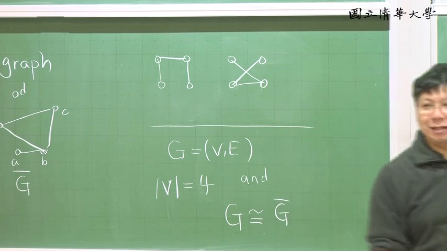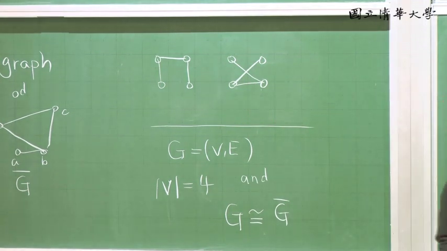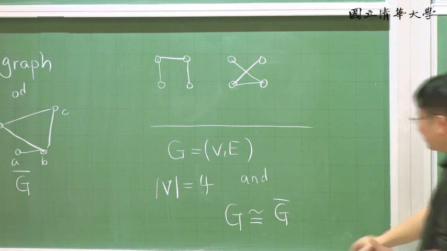Is that okay? So both of them are a path of length 3 edges. If you're okay with this, could you please raise your hand? Excellent.